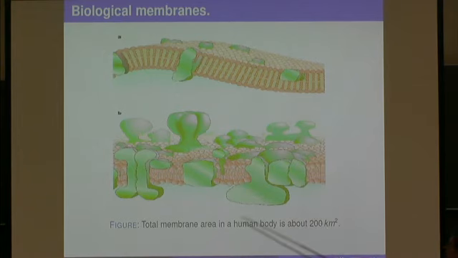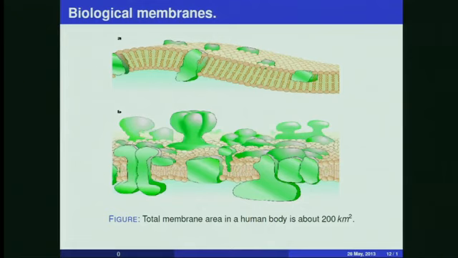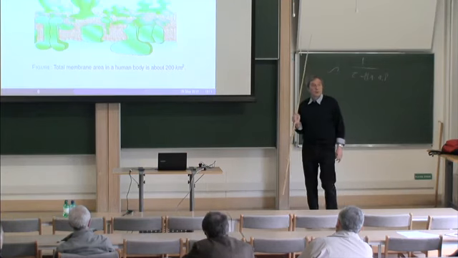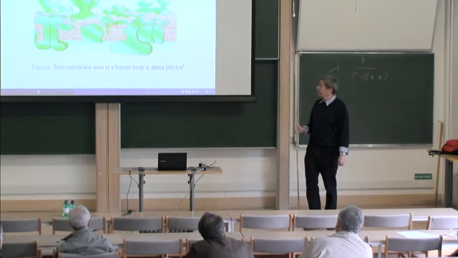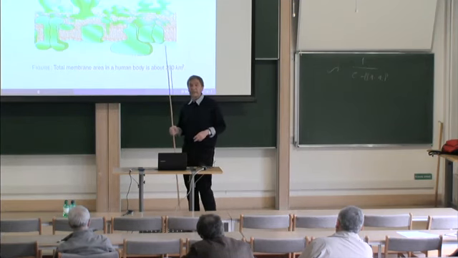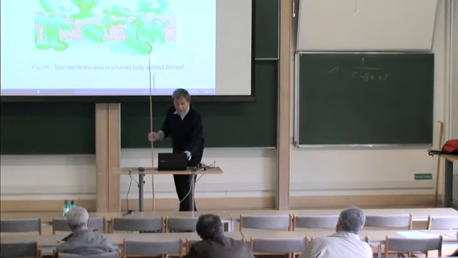As I said, membranes are omnipresent. In the human body, the total area of all membranes is 200 square kilometers. It's a typical size of a new Russian oligarch's secondary residence, dacha in Russian. So it's enormous, the size of the membrane inside of us. And in each of these membranes, there is this main phase transition with quite unusual features.